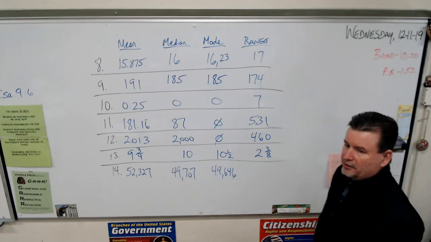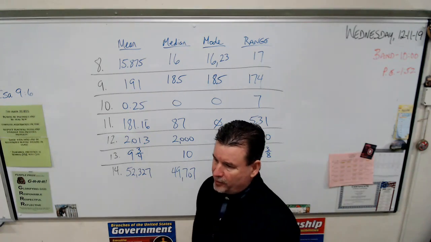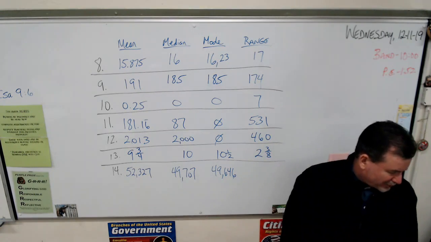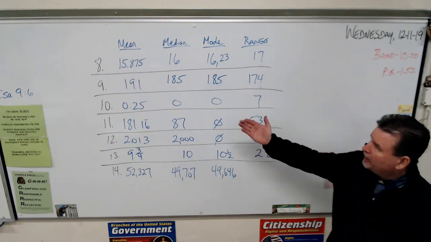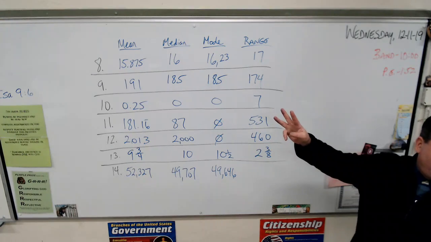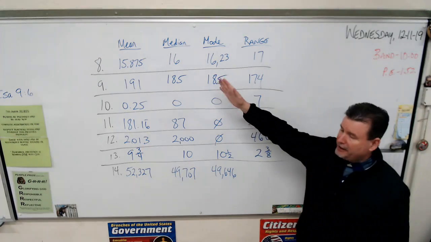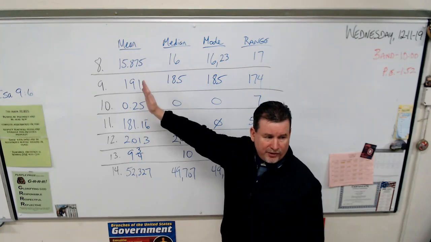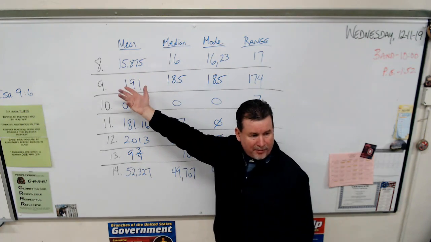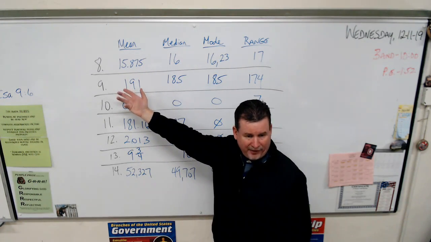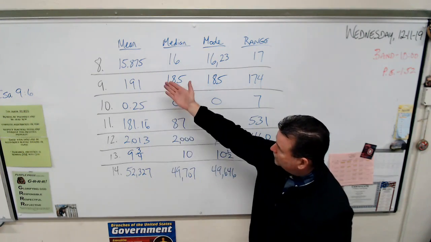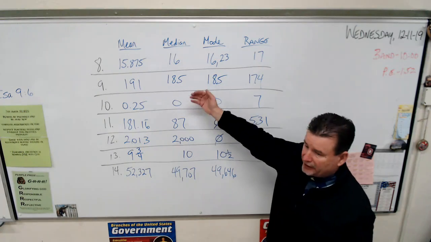This is Wednesday, December 11th, year of our Lord 2019. And in pre-algebra, the answers to yesterday's work are on the board. Finding the three ways to find average: mean, median, and mode. The dominant way we find average is add them up, divide by how many things you added. Addends. And that's our answers for 8 through 14.